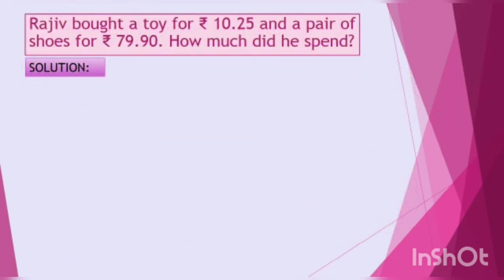Let us read, understand and solve this statement sum. Rajiv bought a toy for rupees 10 and 25 paise and a pair of shoes for rupees 79 and 90 paise. How much did he spend? Let us start solution. We will write the first statement.